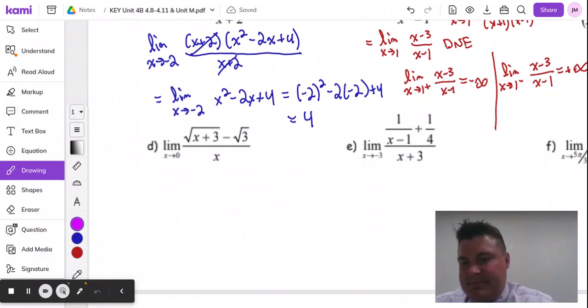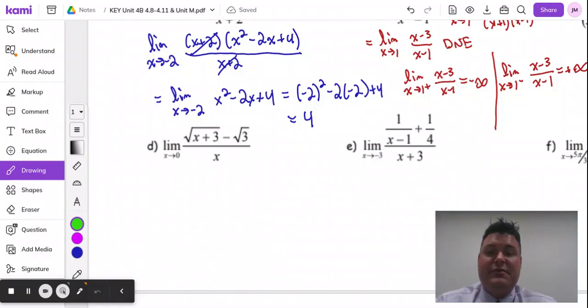Letter D. Let's go a different color here. Let's try to make your eyes crazy by looking at all the different colors. Okay, on this one right here, if I plug in a 0, I'm going to get 0 on top, 0 on the bottom. I'm in the form 0 over 0.